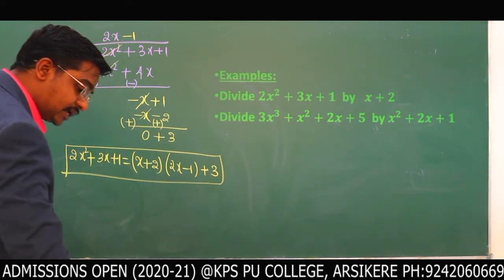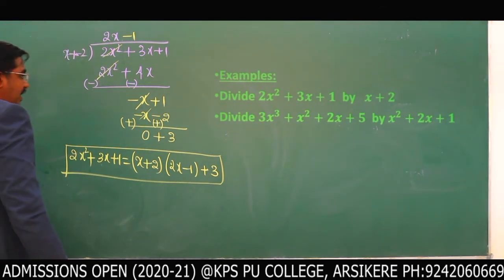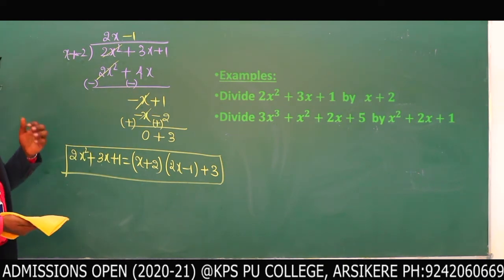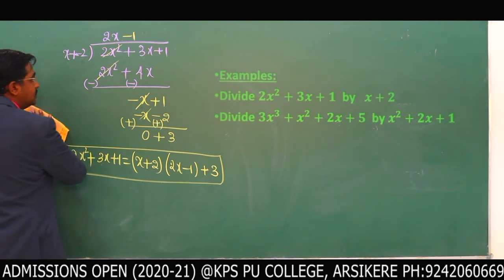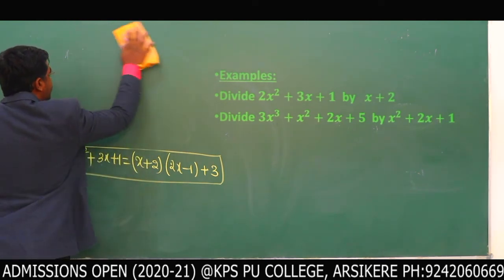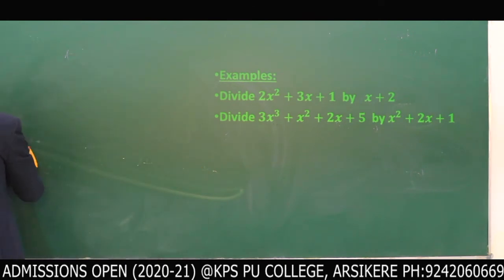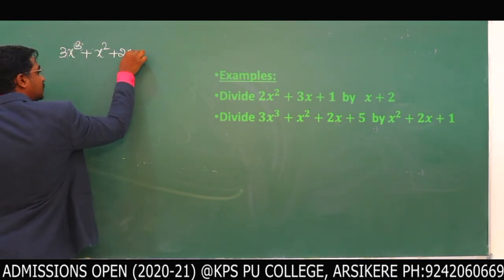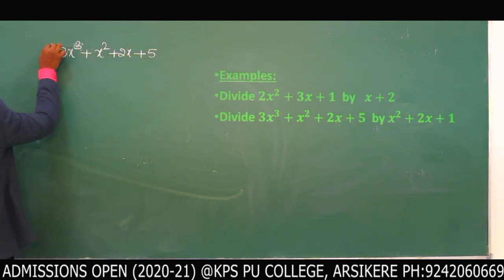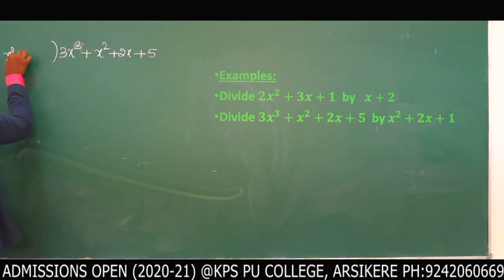Okay. Now look at the second problem. The second problem is 3x cube plus x square plus 2x plus 5 divided by x square plus 2x plus 1. We have to divide this term by the corresponding term. So 3x cube plus x square plus 2x plus 5, and the divisor here is x square plus 2x plus 1.